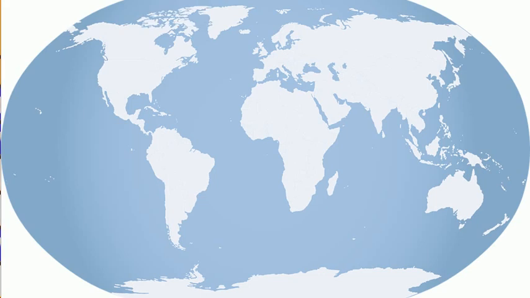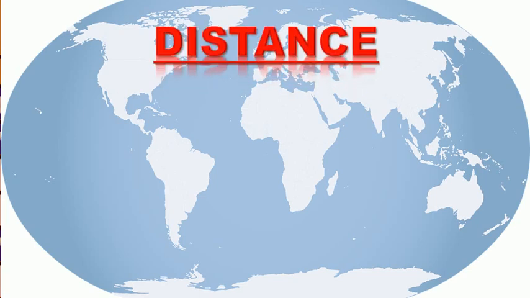As we have already seen, we are going to discuss the three components of map, and these components are very important. We will deal right now with the very first component of map, and that is distance. What does distance mean? Distance means the space between any two places. It can be long or short, isn't it?